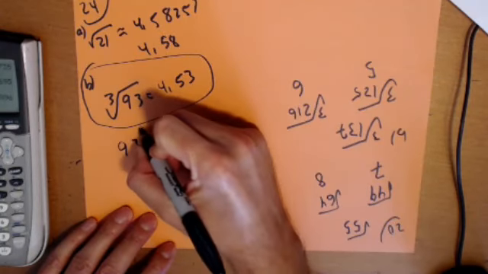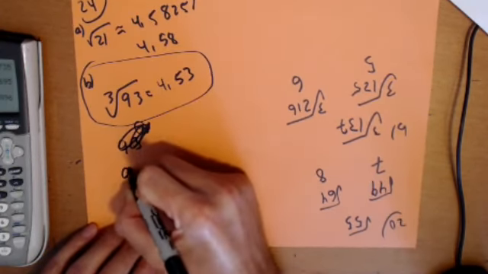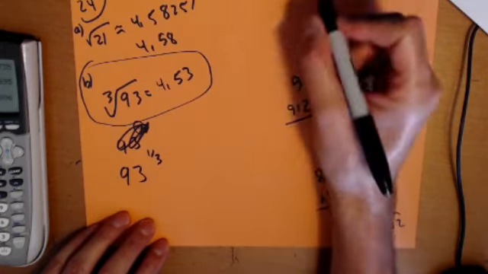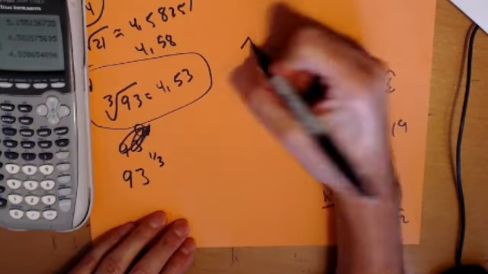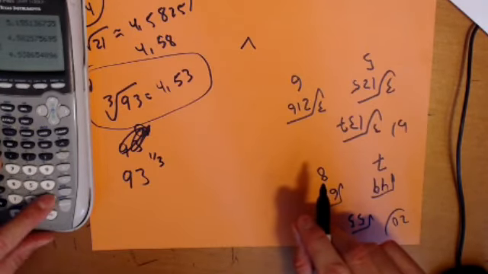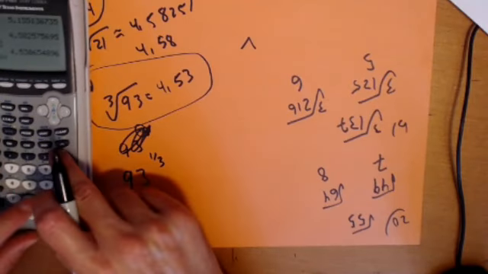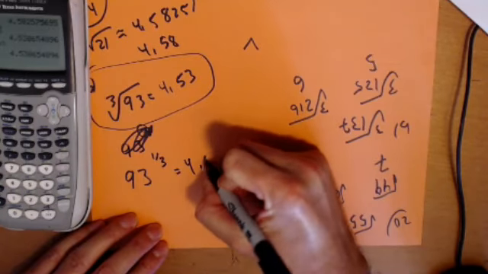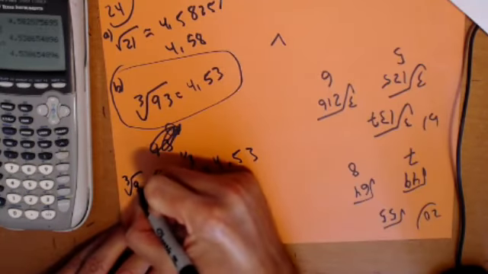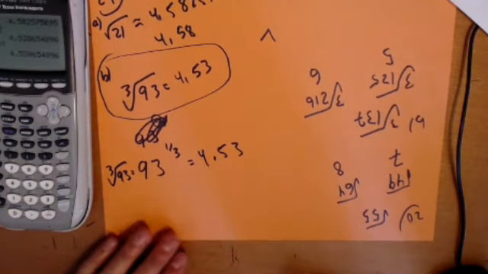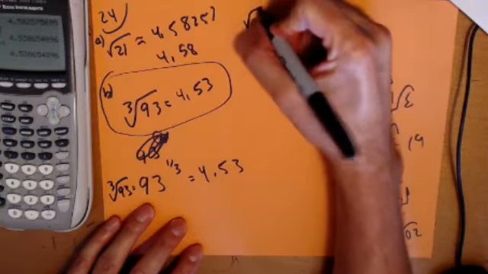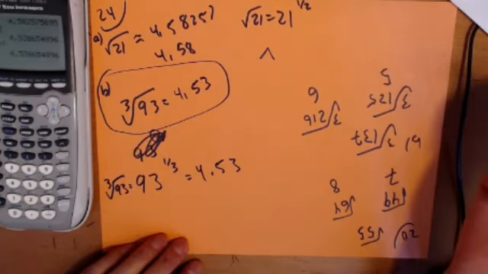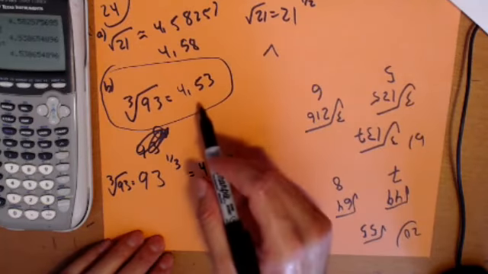a cube root is just a 1/3 power. Let's see if we can make that bigger. 93 to the 1/3 power. So remember, we were using the little y to the x, or I called it the caret button, the little thing pointing up. So I could just go 93 to the 1/3 power and hit enter, and it gives me 4.53, because the cube root of 93 is 93 to the 1/3. So the square root of 21, I could just say is 21 to the 1/2, since it's a square root.